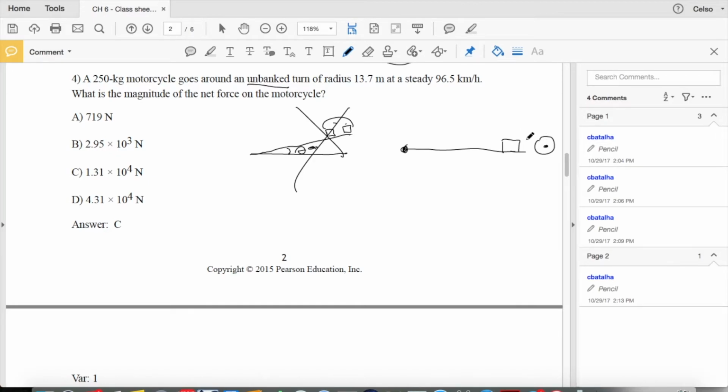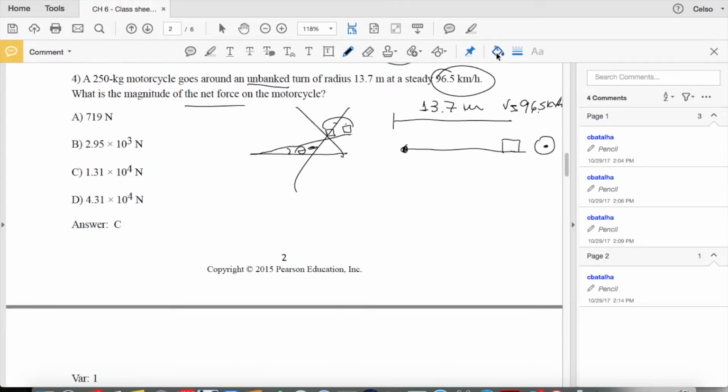So you have a motorcycle going around, and the radius is given. Here's the radius, 13.7 meters. And it has a steady velocity. No, it's not a steady velocity, it's a steady speed. Velocity is not steady because it's changing direction all the time since it's going around a curve. And that is 96.5 kilometers per hour. Okay, very good. What is the magnitude of the net force on the motorcycle?